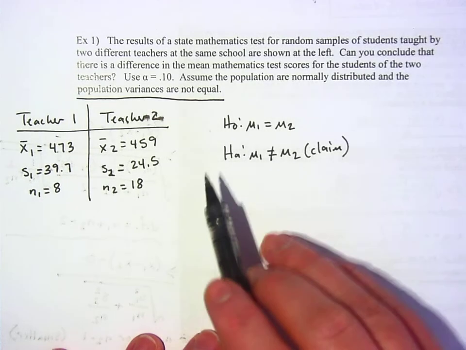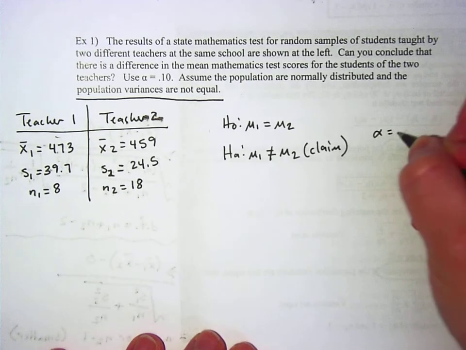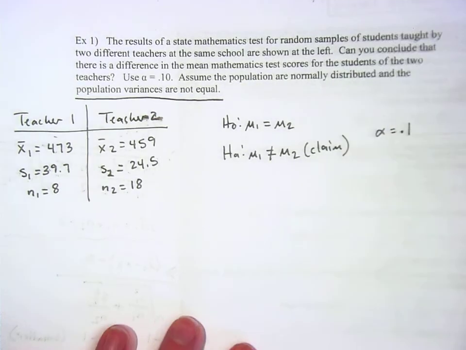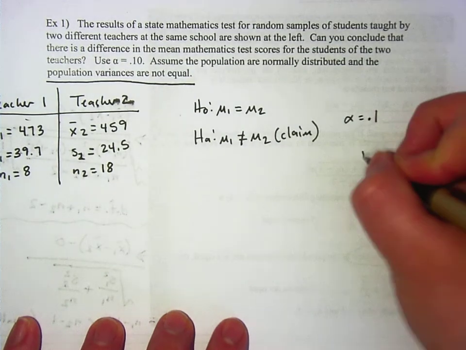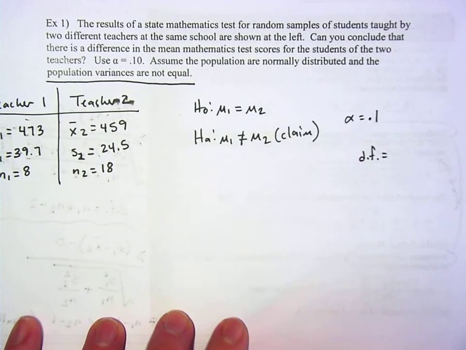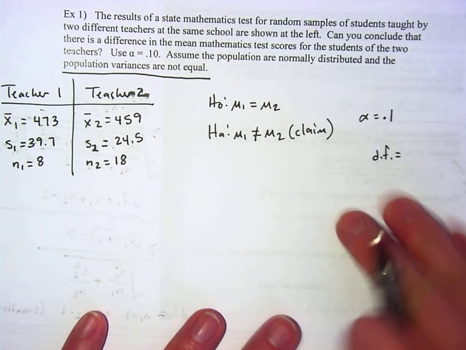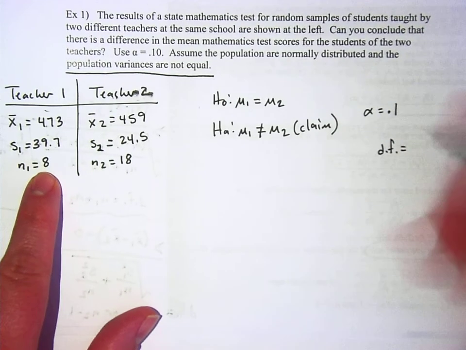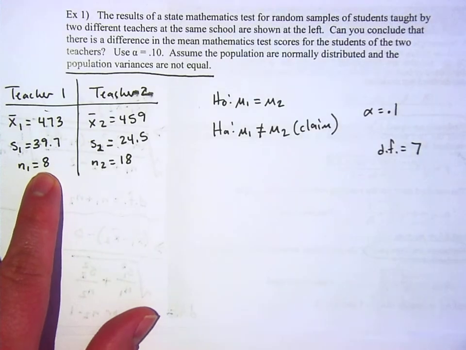Okay, let's see, alpha is 0.1, degree of freedom. All right, the variances aren't equal. So we need the smaller of n sub 1 minus 1 or n sub 2 minus 1. Which one is that? N sub 1 minus 1, so it's going to be 7. 8 minus 1 is 7.